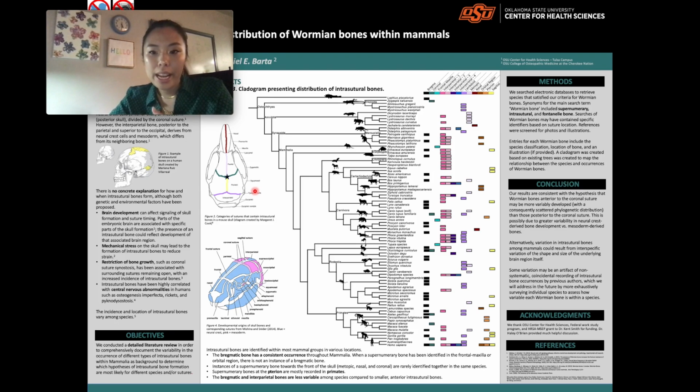Alternatively, the variation in intrasutral bones among mammals can result from different interspecific variation of the shape and size of the underlying brain region itself. Some variation may be an artifact or coincidental finding of an intrasutral bone recorded by previous authors, and this will be addressed in the future more exhaustively when we survey individual species to assess how often each Wormian bone is assessed within the species.